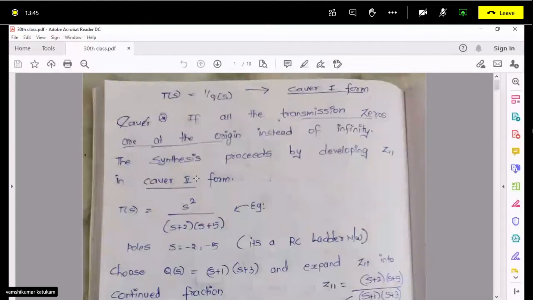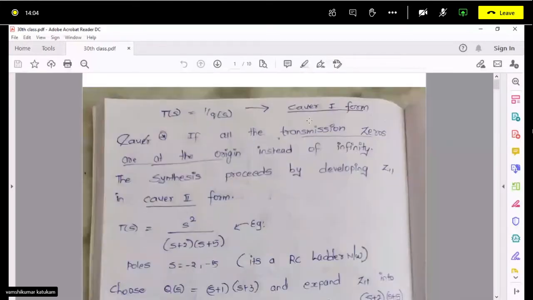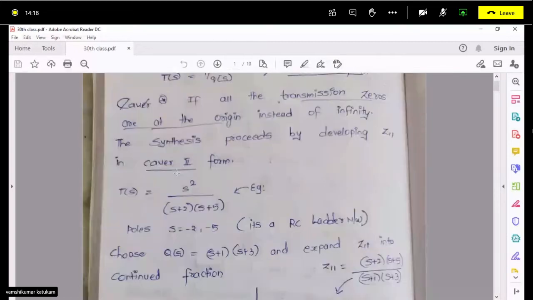Now if you have the transfer function in this form, you have all zeros at origin. That is, there are two zeros here, and these two zeros are at the origin instead of infinity. If the transfer function is of the form 1 by Q of S, the numerator is 1, and then we say that there are zeros at infinity. If the numerator is s square, then we say that there are zeros at origin. This transfer function has zeros at origin.